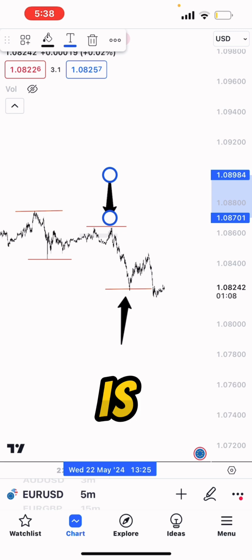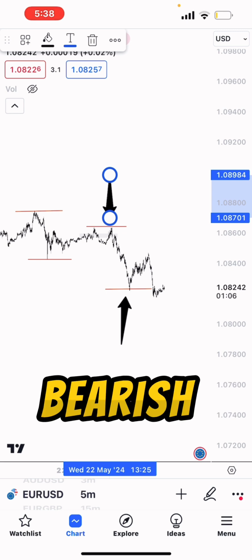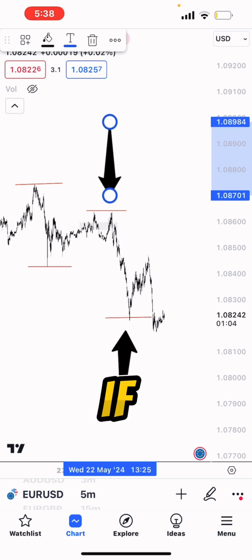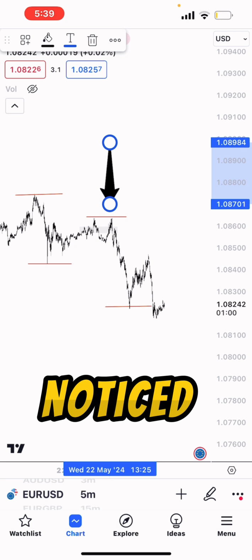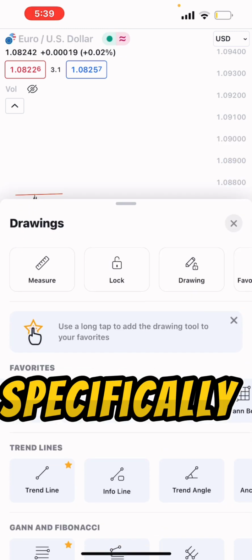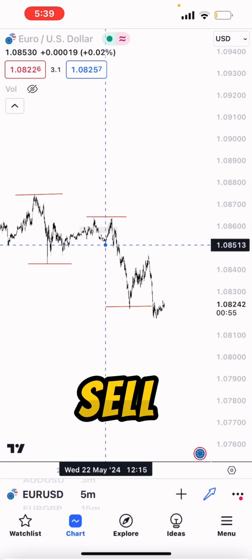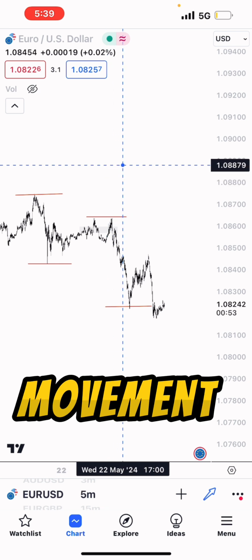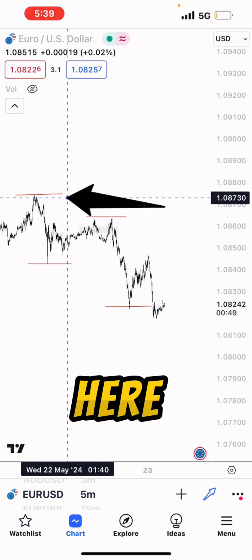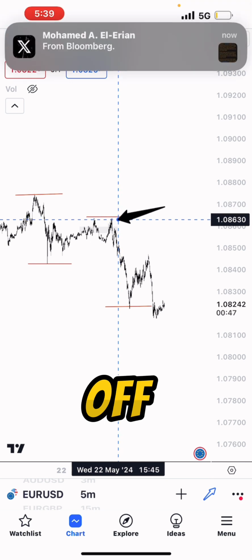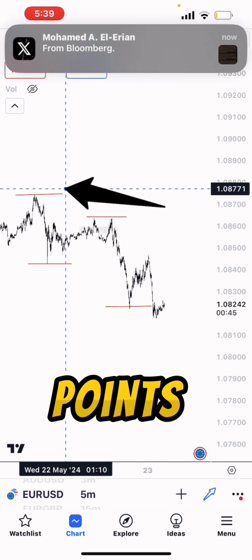So our trend is bearish, so we're selling for money. If we want to make money in this trend, we want to sell. And as you noticed, where specifically in the market did the market sell off from and make the most movement? It was here, right? Here, here, and here. The market sold off the most from these points.